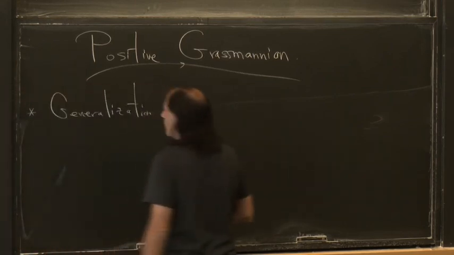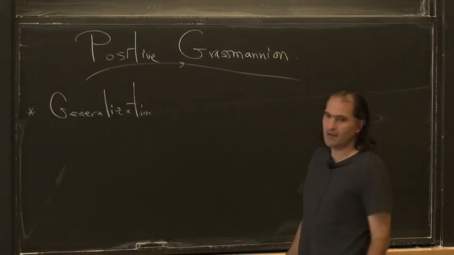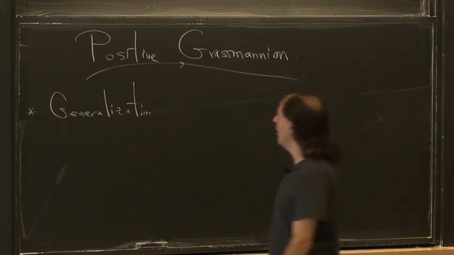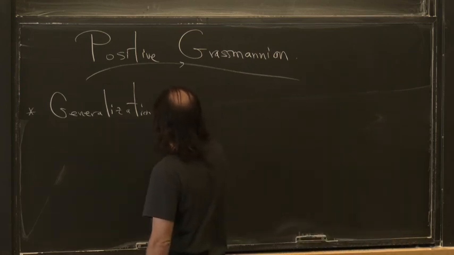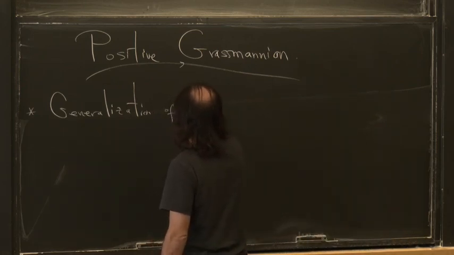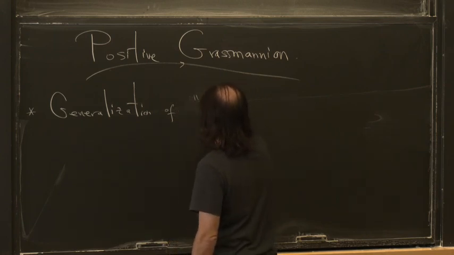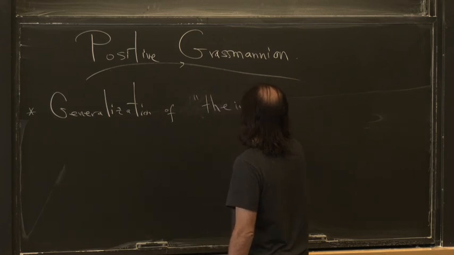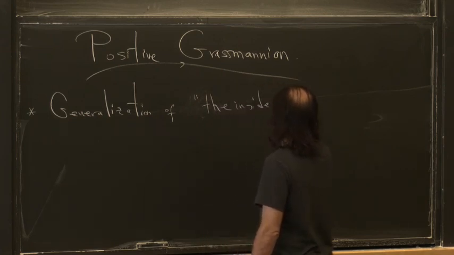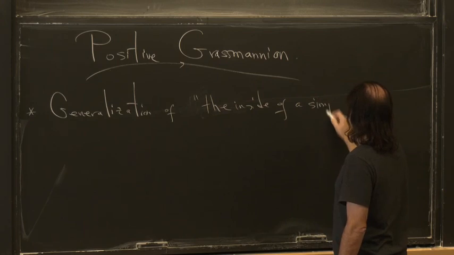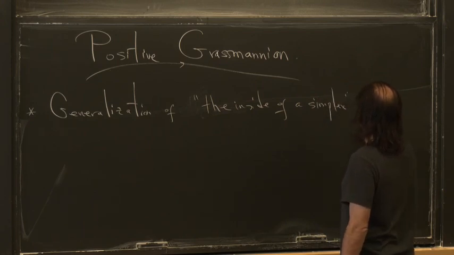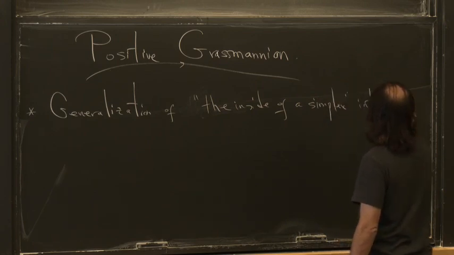So the first thing that we're going to generalize is the notion of a simplex. And that's what the positive Grassmannian is. It's a generalization of the notion of the, quote, inside of a simplex into the Grassmannian.